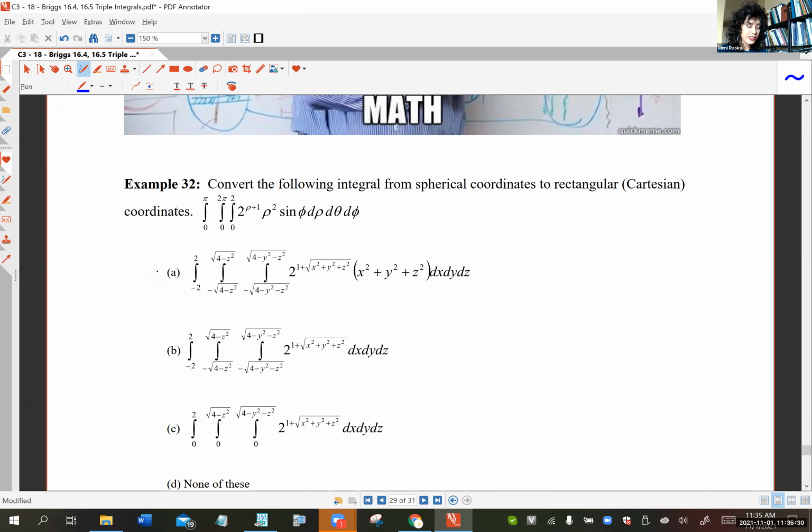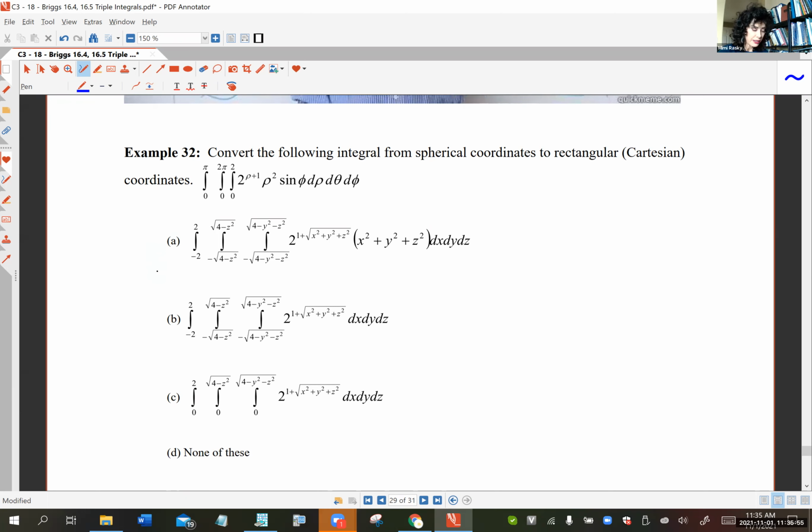So it's multiple choice. Convert the following integral from spherical to rectangular. Now, usually you're never asked to do this. This is sort of going backwards. Like, why would I want to go from spherical to rectangular? Usually you don't. But if you understand this whole process of converting from rectangular to spherical, then that means this is not that hard for you. You really understand it. So what would be the correct thing here?